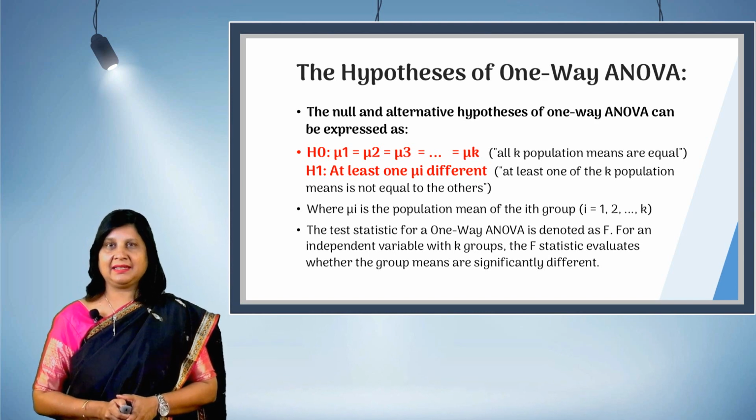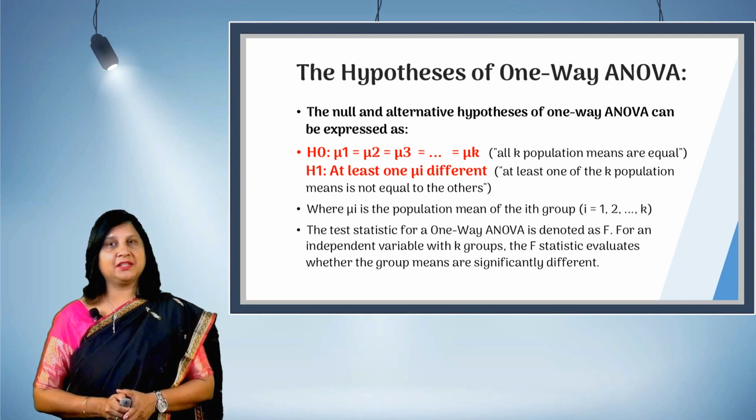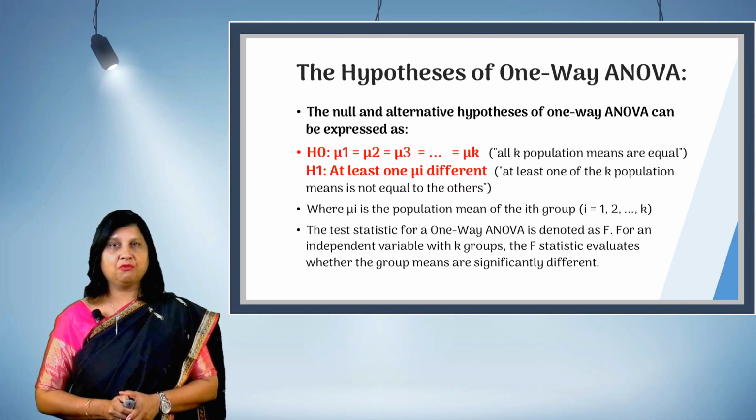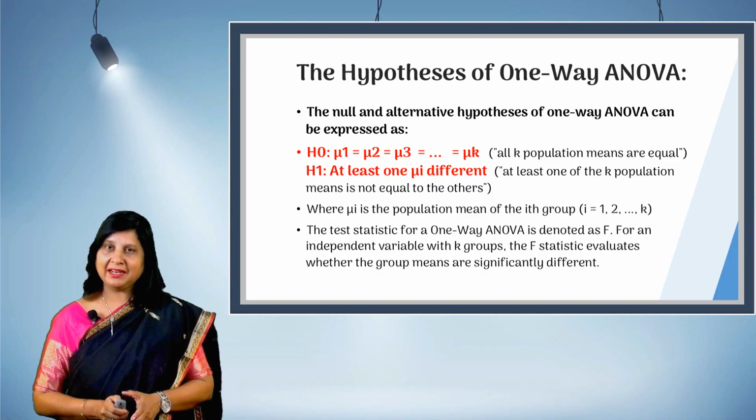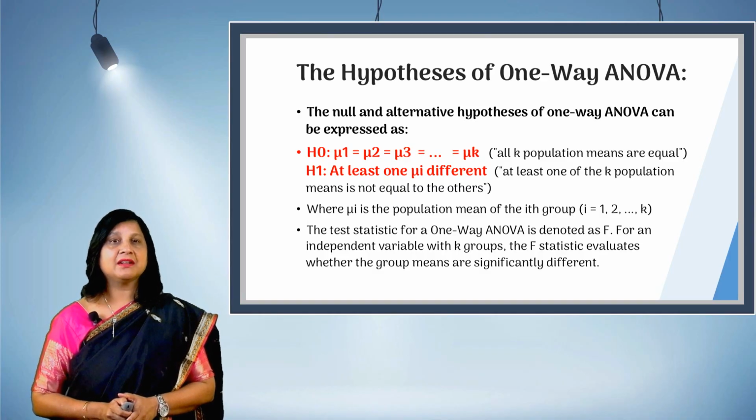The test statistic for a one-way ANOVA is denoted as F. For an independent variable with K groups, the F statistic evaluates whether the group means are significantly different.